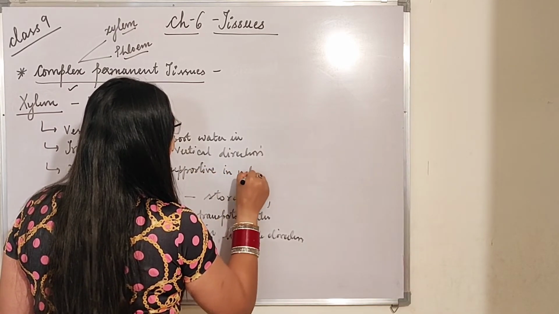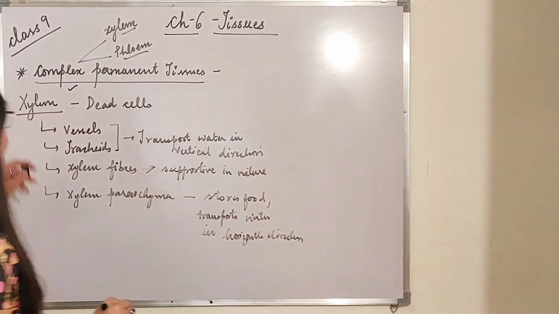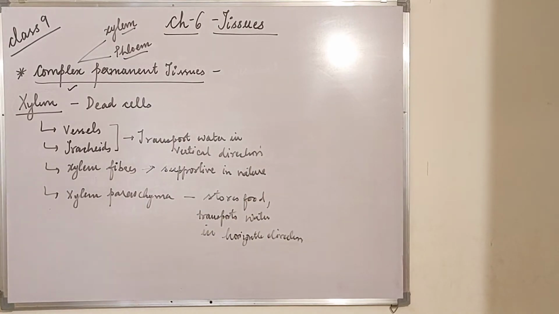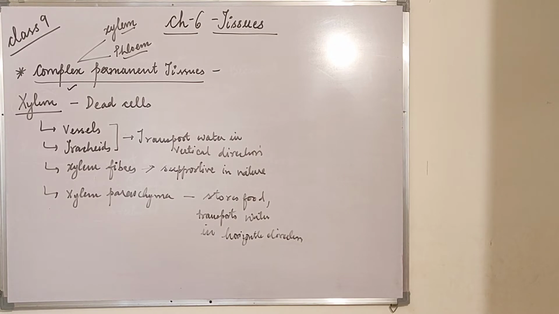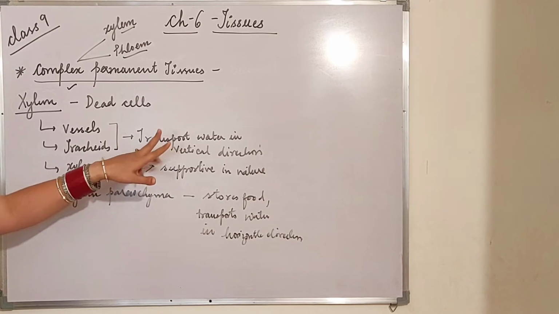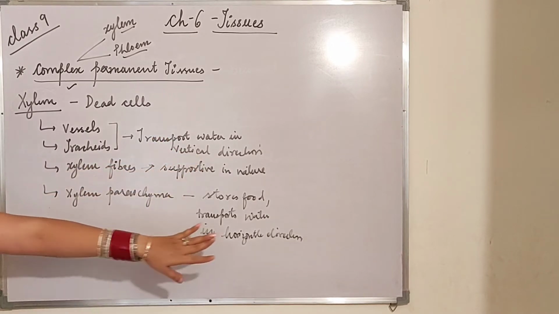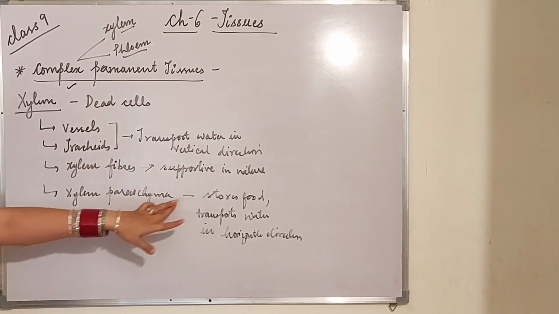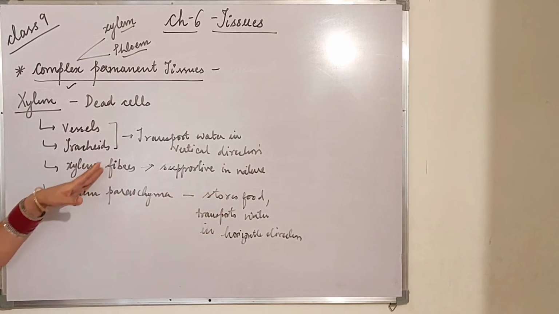Next, I hope this is all clear, the xylem is all made up of dead cells, and these consist of four different types of cells which are tubular in nature. The four types of cells here are vessels, tracheids, xylem fibers, and xylem parenchyma. Out of which vessels and tracheids help in the transport of water in the vertical direction. Parenchyma helps in the transport of water in the horizontal direction along with the storage of food. And xylem fibers are supportive in nature.